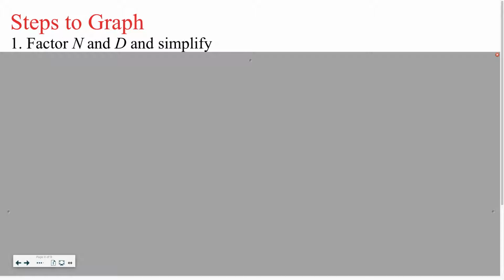And you know what? If they don't simplify, that's okay. Because if they're factored, it's easier to determine your vertical asymptotes in the denominator. Okay.